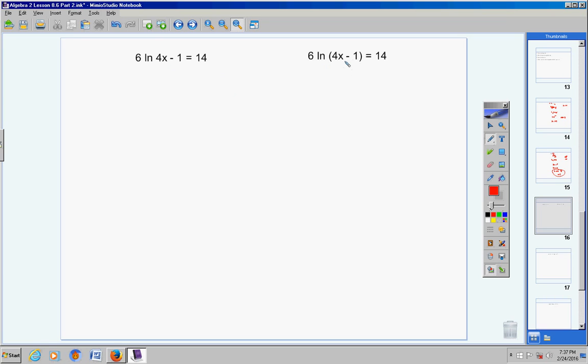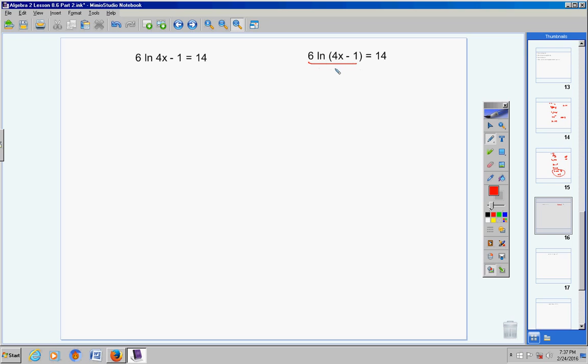Now, compare this problem we just did to this problem. Over here, when I tell you to do step 1, and I tell you to isolate the logarithm, circle the word, circle the argument. All that you have to get rid of is the 6. In this problem, we circled the word, we circled the argument, and we had two numbers to get rid of, a negative 1 and a 6.